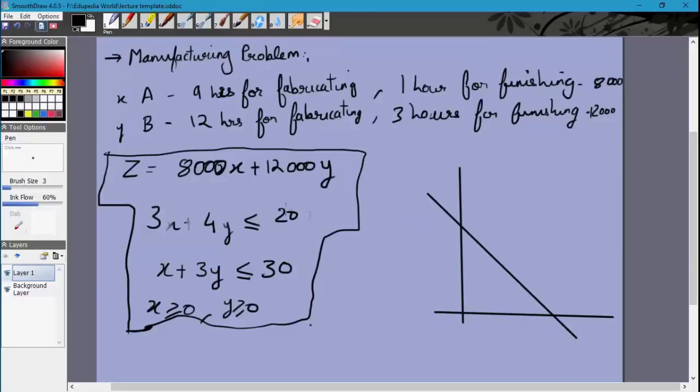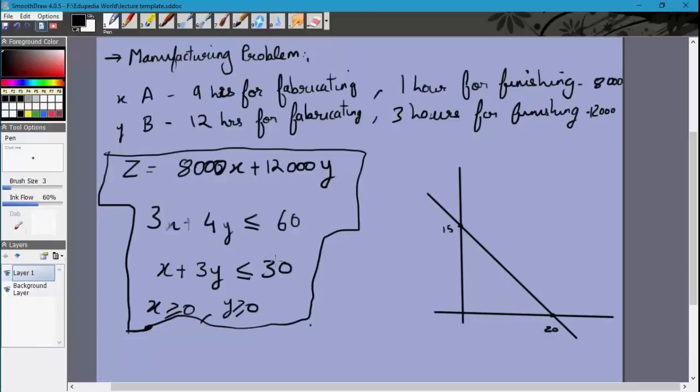I made a minor mistake. This isn't 20, this is 60. 180 divided by 3 is 60. Yeah, so 3x plus 4y less than equal to 60. It would be something like this. When x is 0, y is 15. So this point is 15. When y is 0, x is 20. So this point is 20.